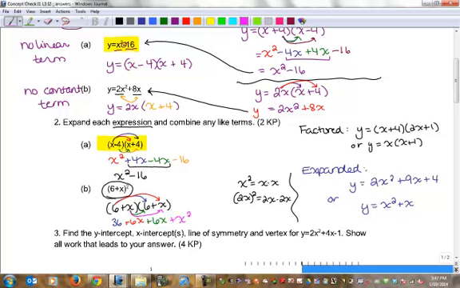Now, I could leave it like that, and that's a correct answer, except the directions say combine any like terms. So now I want to write this as 36 plus, now my like terms here are 6x and a positive 6x, so that's a plus 12x plus x squared. So that's problem 1 and 2. Look for the next video where I continue on with number 3.